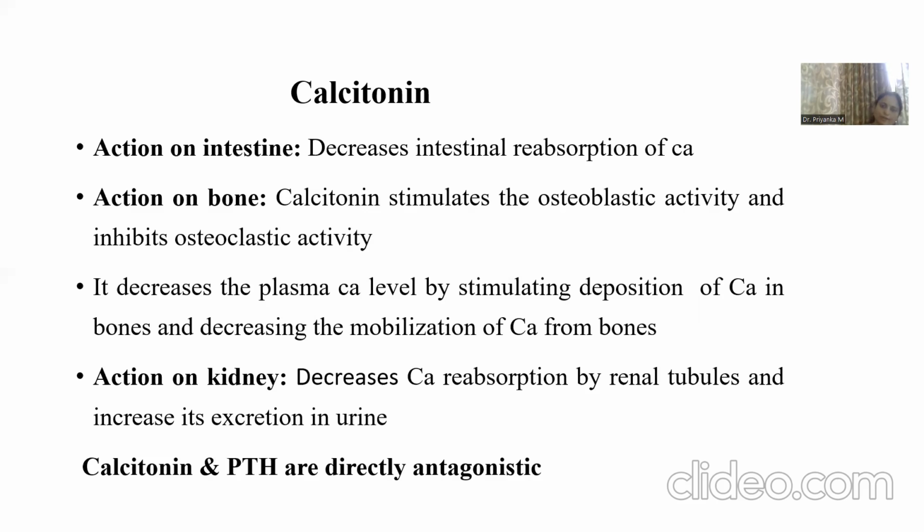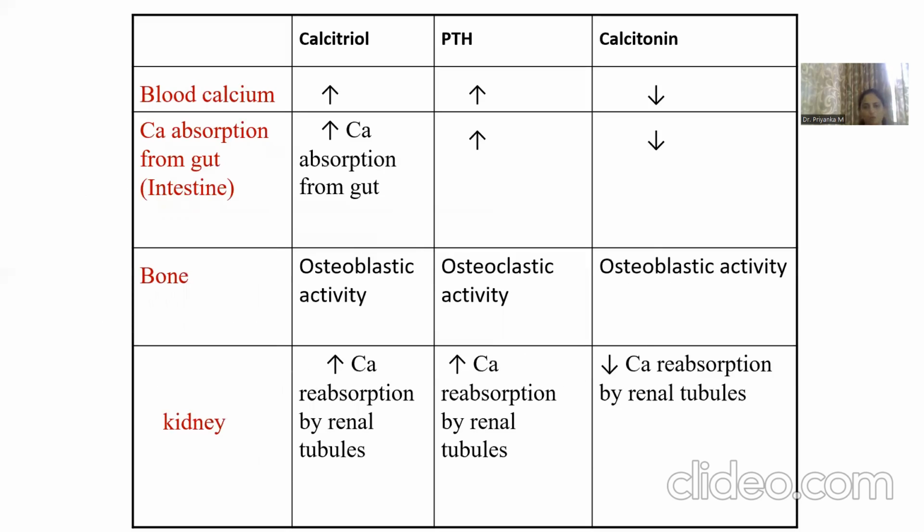So finally, what did we understand? The roles of PTH and calcitonin are completely antagonistic to each other. That means opposite to each other. Because PTH function is to increase the serum calcium level, whereas the calcitonin function is to decrease the serum calcium level. So let me summarize all the three hormones put together in a single slide.